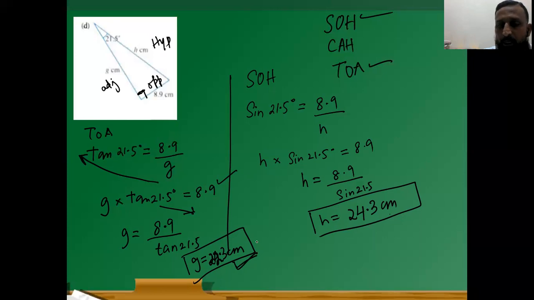And the next one is 24.3. So this is all. This is the question part D of question 4.